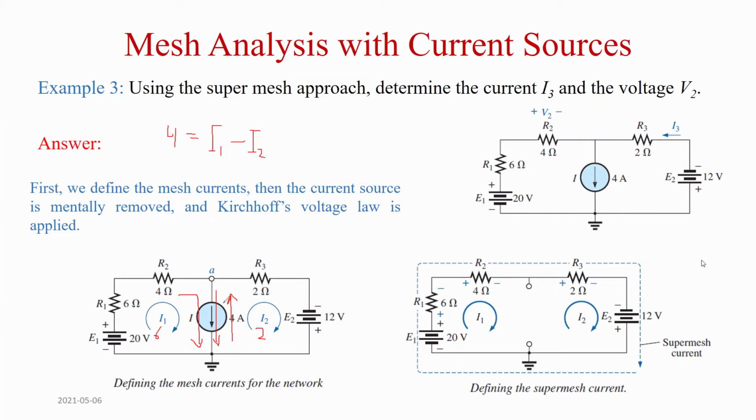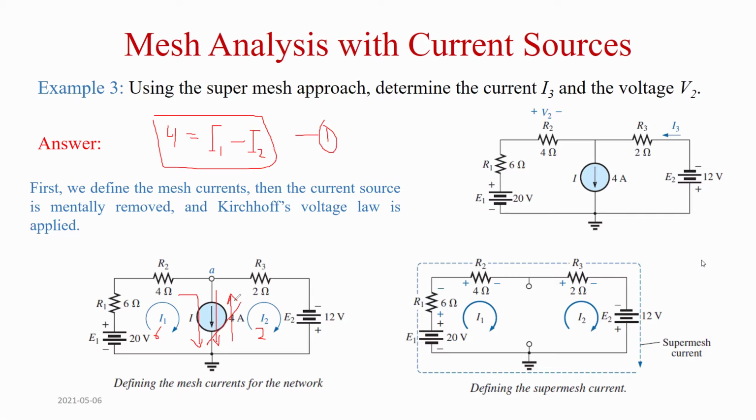So the 4 ampere, the branch current, which is the source current, is going to be equal to the combination of the two mesh currents. The one in my direction is positive, the one opposing my direction is negative. So this is one thing. This is one equation.